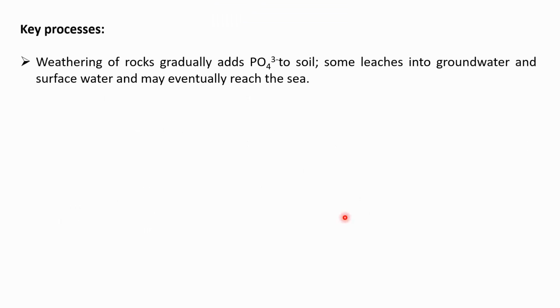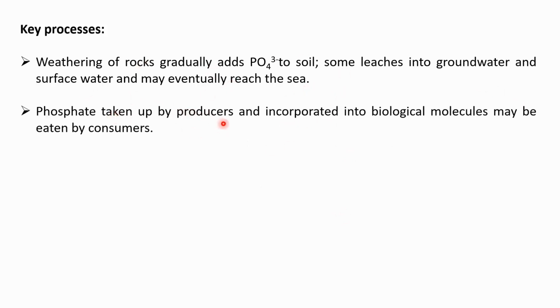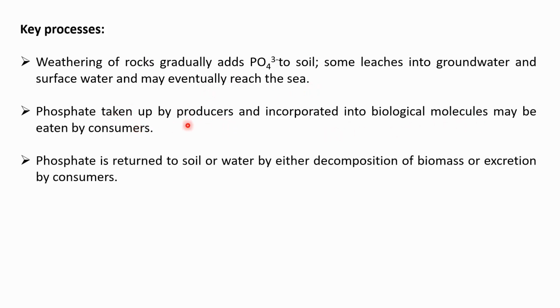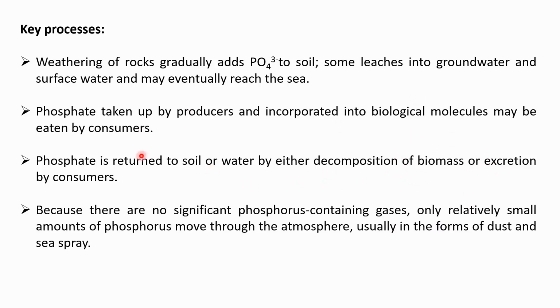So the key process is, firstly, the weathering of rocks, which gradually adds phosphate to the soil. Some leaches into the groundwater and surface water and may eventually reach the sea. Phosphate taken up by the producers and incorporated into the biological molecules may be eaten by the consumers. The phosphate is returned to soil or water by either decomposition of biomass or excretion by consumers. Because there are no significant phosphorus containing gases, only a relatively small amount of phosphorus moves through the atmosphere, usually in the form of dust and sea spray.